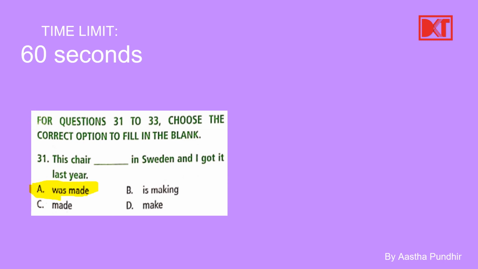Right, we're talking about something that happened in the past, so it was made. All right, and I got it last year. Is making is present continuous. Made is past tense and make is simple present. All right, let's move on to the next question.